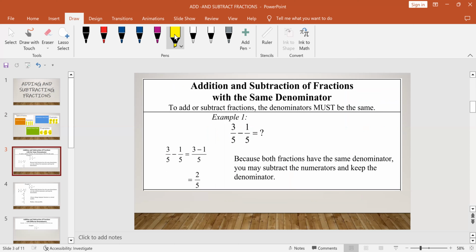What we'll do is keep the 5 and do the operation on top. The operation here is a subtraction. So we have 3 minus 1, which is 2. So the answer to the question is 2 over 5. When the fractions have the same denominator, there is no problem. It's just to keep that same denominator and do the operation on top.